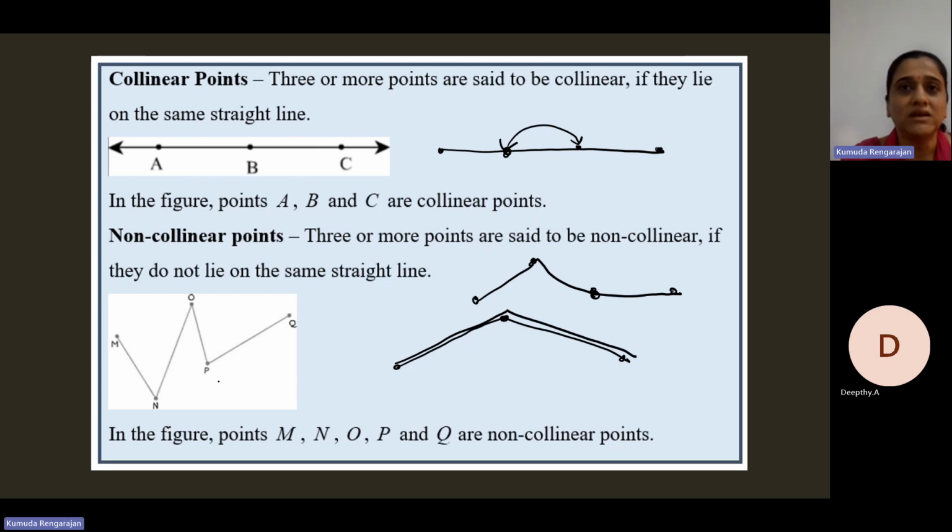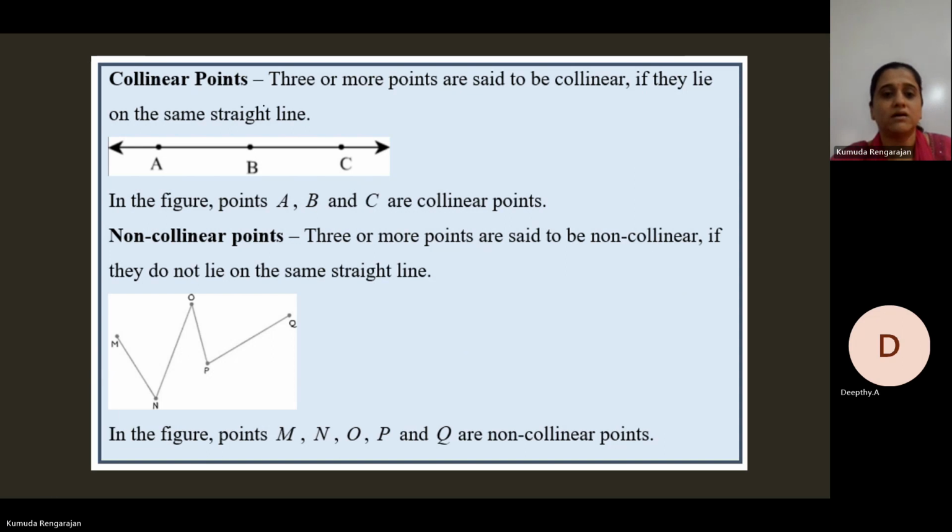So three or more than three points are said to be collinear if you can connect them by the same straight line. You start and you keep going like this. If you're able to connect all the four points or all the three points by the same straight line, then the points are collinear. Otherwise, they're not collinear. Three or more points are said to be collinear if they lie on the same straight line. You can see here the points A, B, C are collinear because they lie on the same straight line.